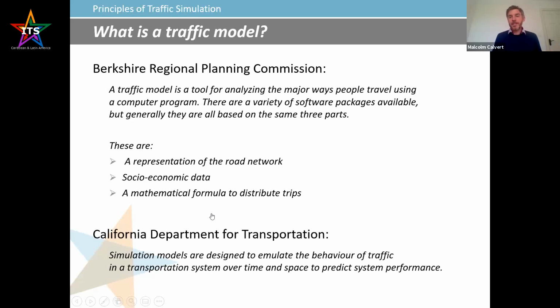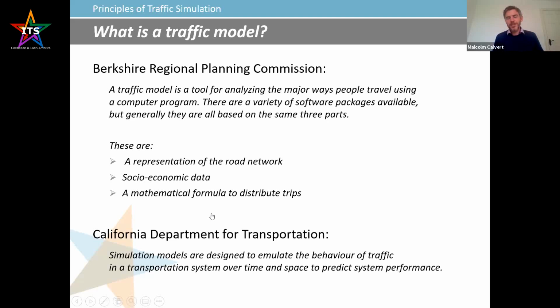Another key aspect is some kind of socio-economic data. So how is that land being used? Is it a city? Is it a smaller town? Is it a rural area? Is it a link between 2 cities? There's all different kinds of ways that our places can be made up, and so we need to represent that within our traffic models. And the third key thing is then some kind of mathematical formula to represent the distribution of trips within that model, and we'll talk more about that as we go through.